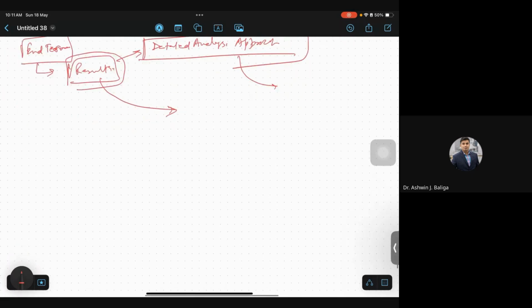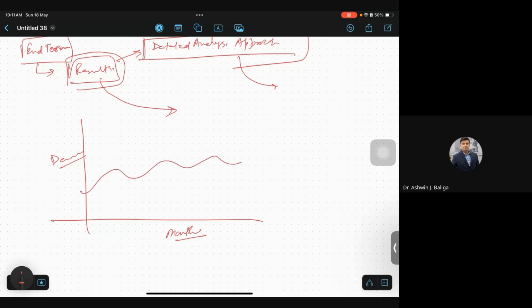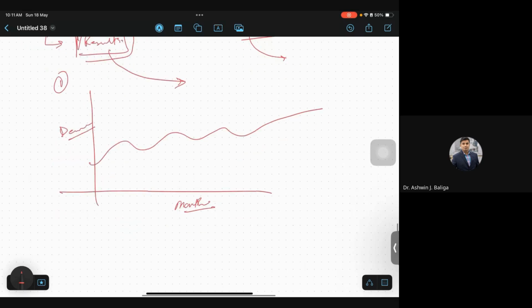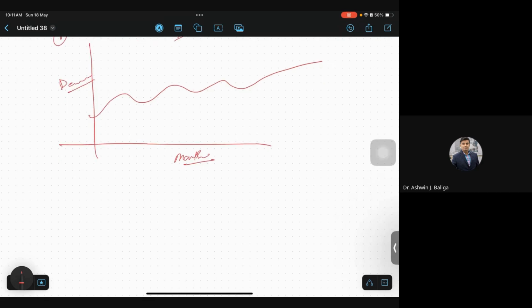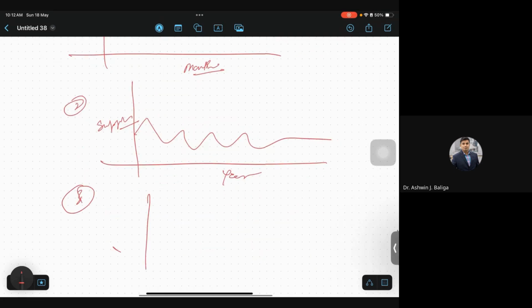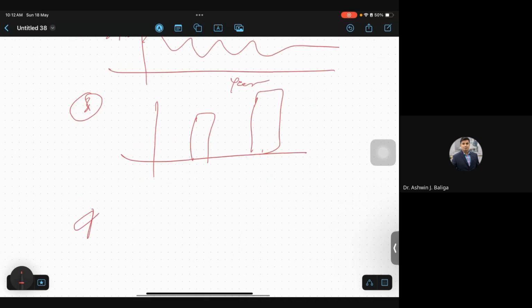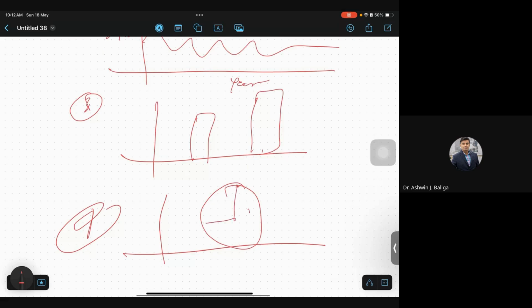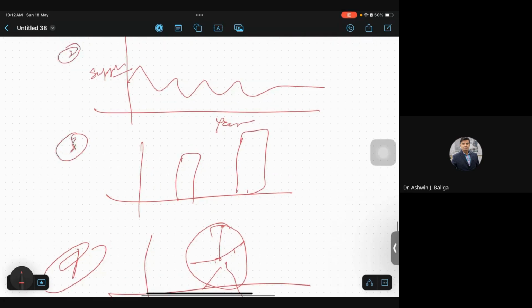I'll give you an example. Suppose this is demand with respect to months. This is a plot, I'm just giving an example. One student included this plot. After that, in his report he put another plot, supply with respect to year. The third was some histogram. Fourth, he put some pie chart. So these are the plots he included in his report.